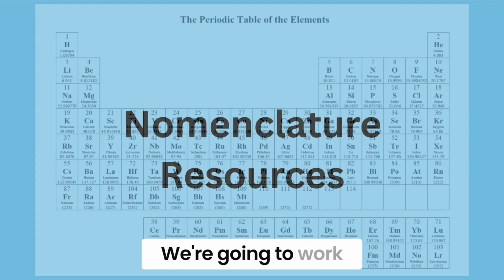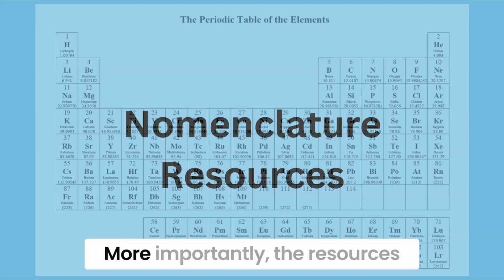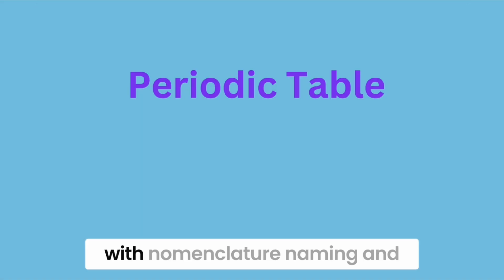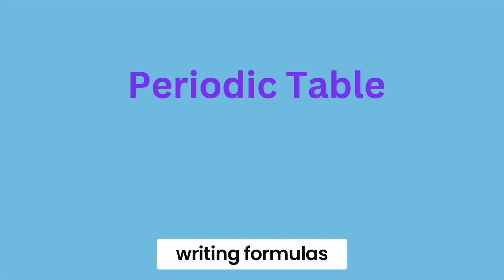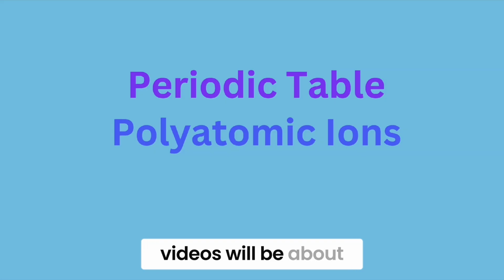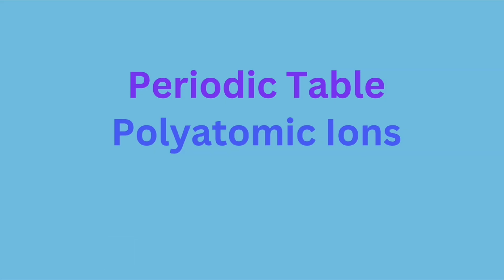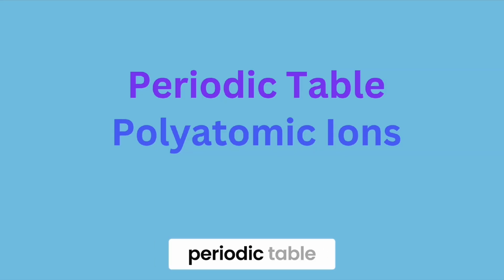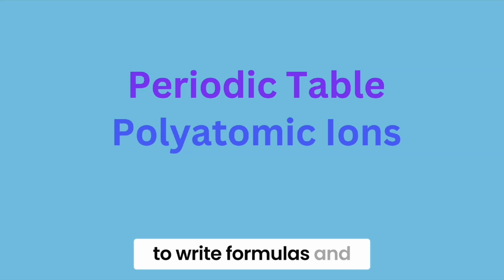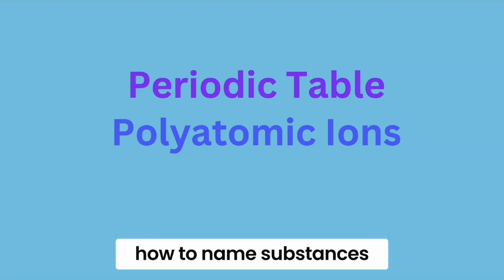Here we go. We're going to work on nomenclature. More importantly, the resources required to be successful with nomenclature, naming, and writing formulas. So we'll look at a couple of things, and then the next videos will be about ionic compounds and acids and covalent molecules. Okay, so we're going to talk about the periodic table, and using it as your main resource helps you to identify how to write formulas and how to name substances.